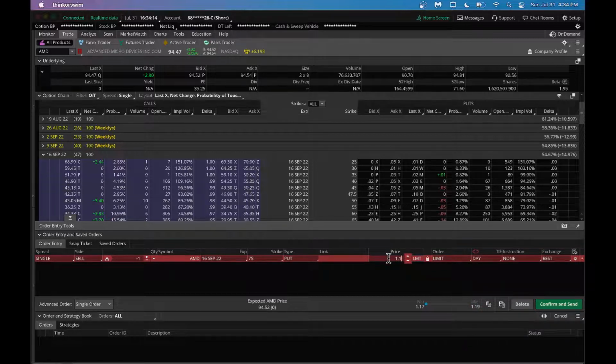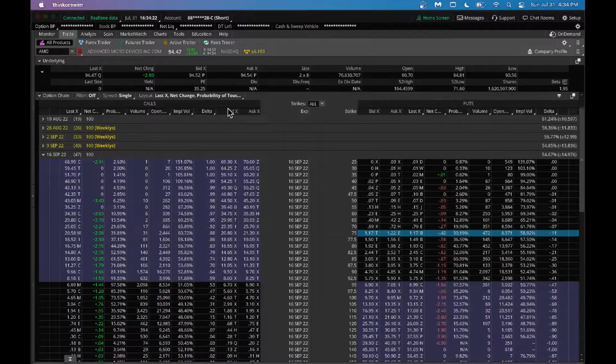So this is one of the best ways to generate some income. You don't need to worry too much. AMD is a great stock. You will do very well. So with that, you could confirm and send this, and you can go back to your scanner.